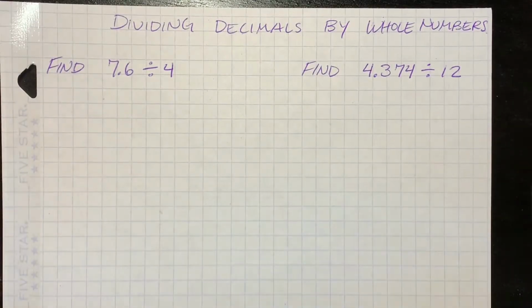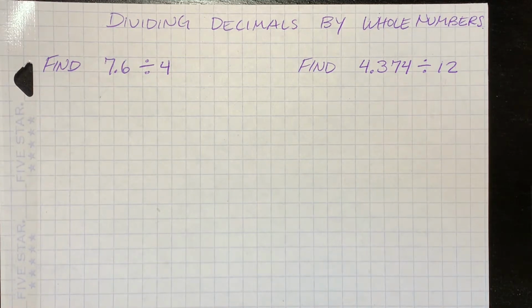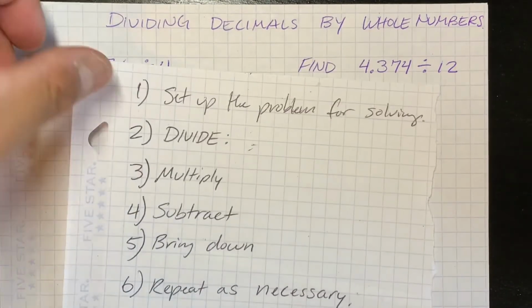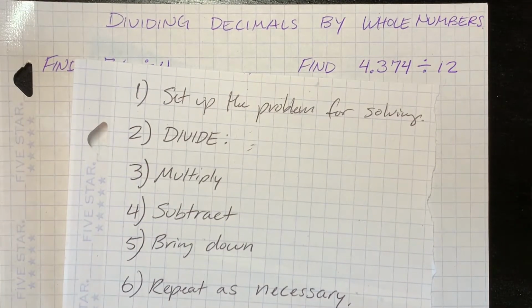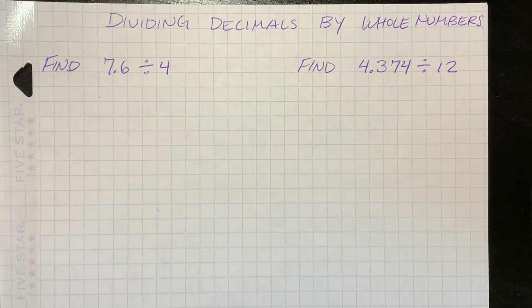Okay, so our first two examples, we're going to be dividing decimals by whole numbers. Go ahead and pause this video, write down these problems, and try it out for yourself first using these steps here. So set up the problem for solving, divide, multiply, subtract, bring it down, and repeat as necessary. Okay, so that should have given you ample time. Let's go ahead and do this.